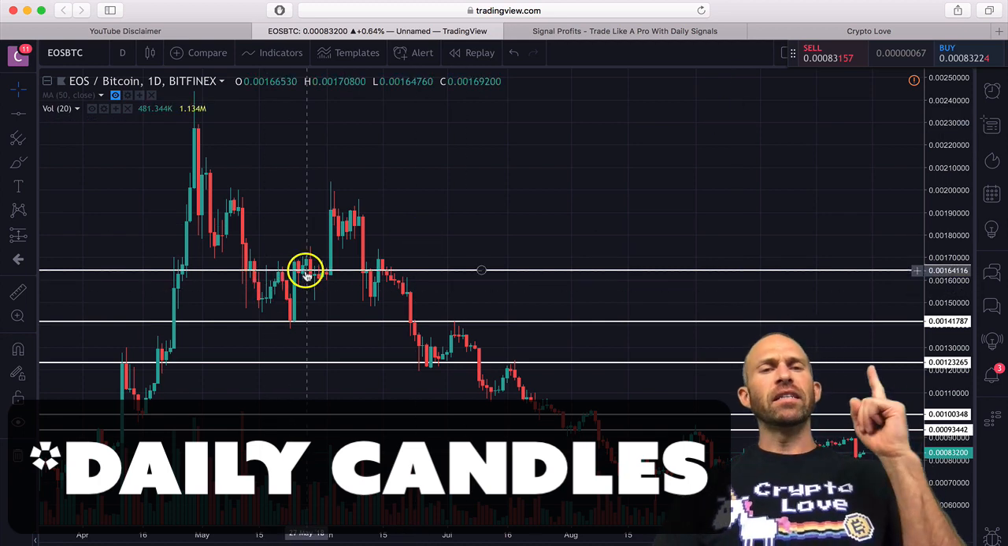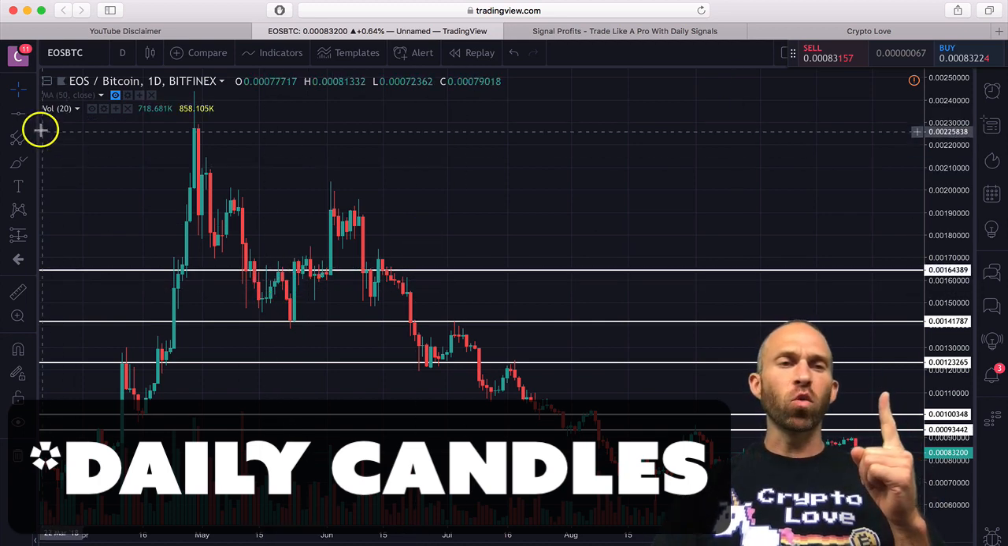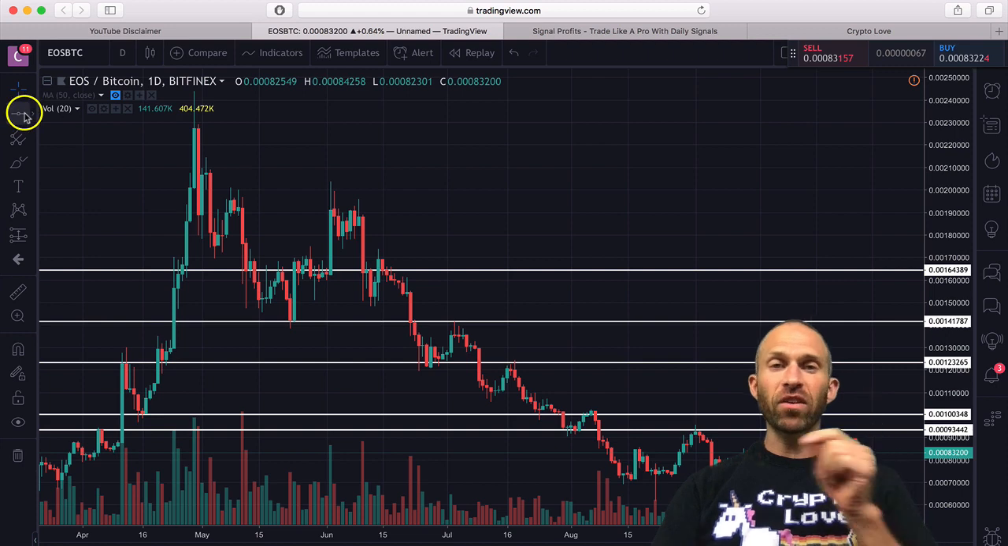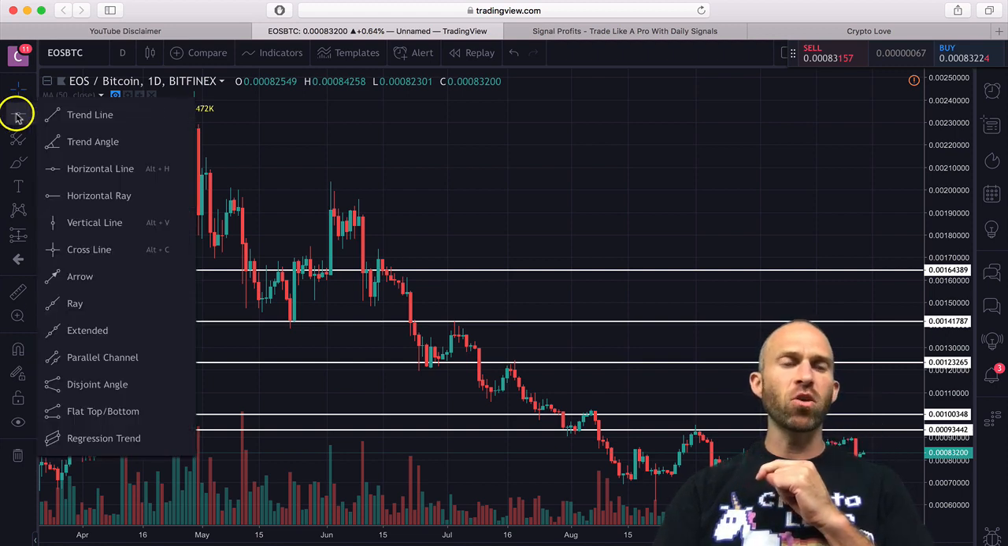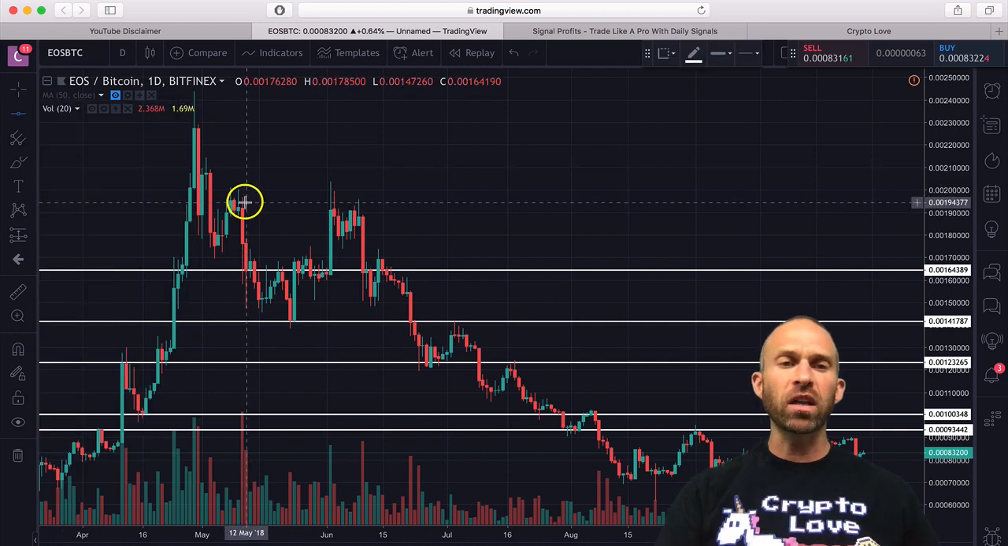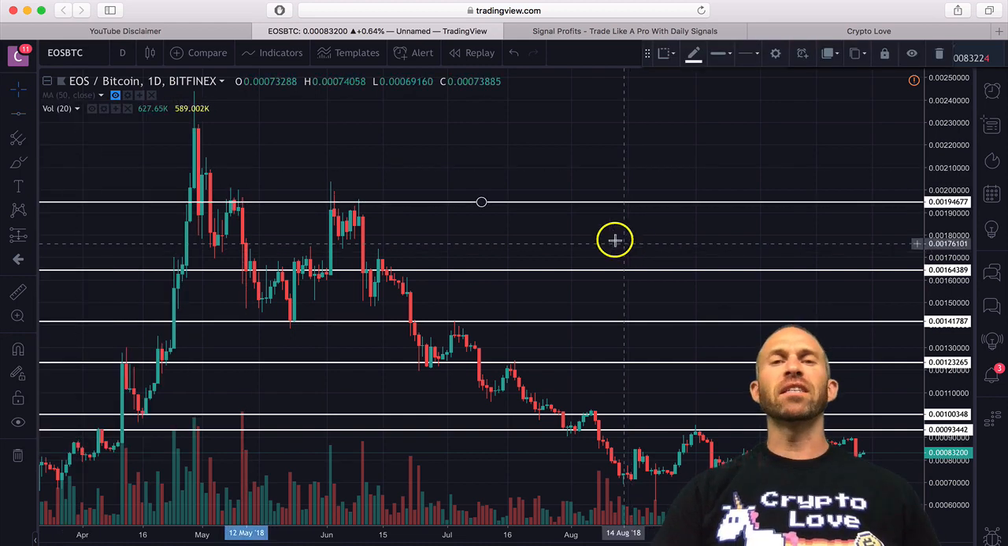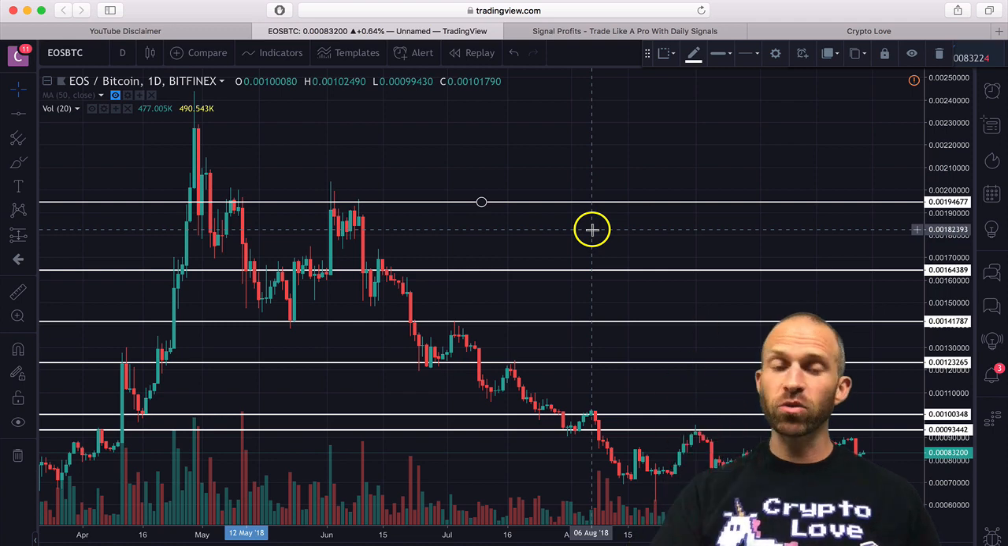All we've done is these white lines here using the horizontal line tool. So you go on the left of TradingView up here, you click on this menu, and then you scroll down and you select horizontal line. Then anywhere you click, it'll just place a straight horizontal line. Very nice tool to use.